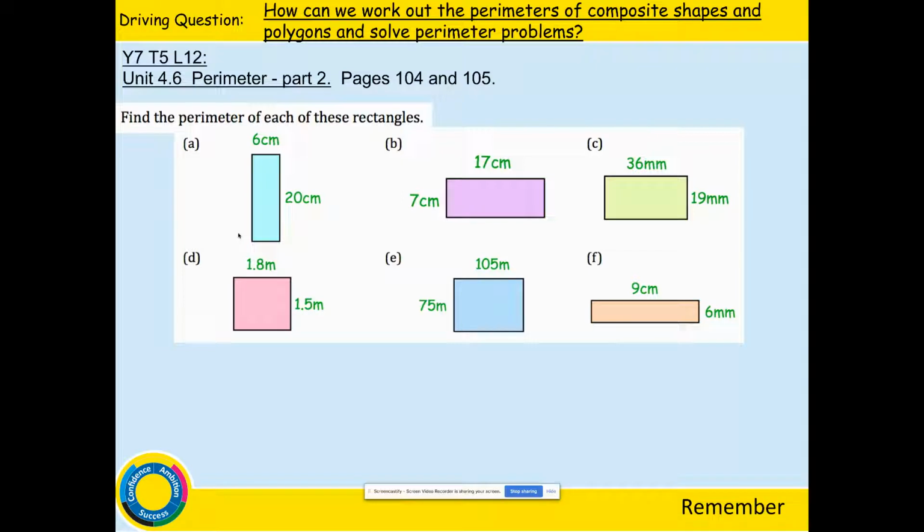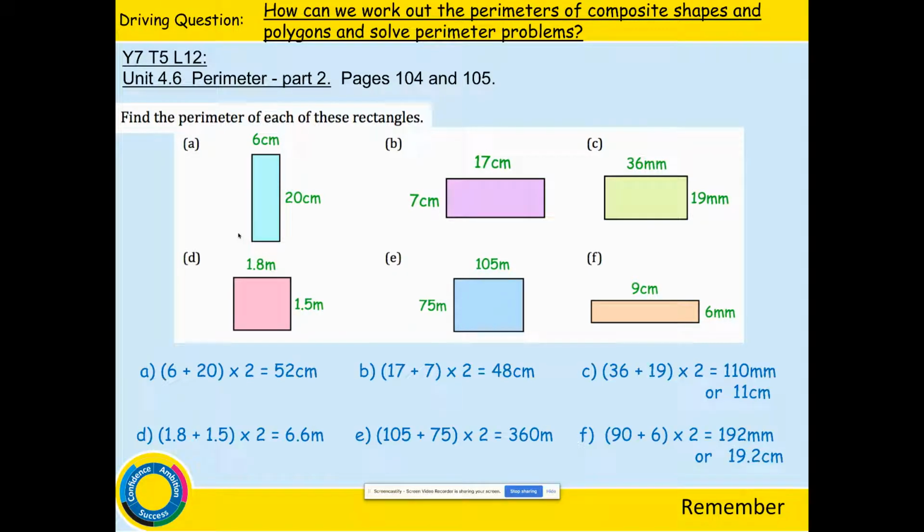Okay, let's just check out the answers. We can go through these very quickly. A, you've got 6 add 20 times 2 is 52. Next one, 7 add 17 times 2 will be 48. 36 add 19 times 2 is 110 millimeters, or if you wanted to divide by 10, remember they move to the right one place if you're dividing by 10, it's the equivalent of 11 centimeters.